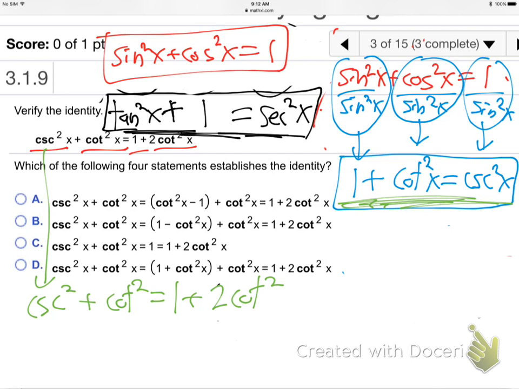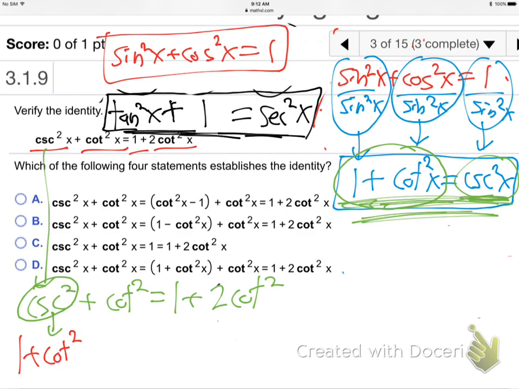Let me see. Could I replace this cosecant squared with something like right over here? What is cosecant squared equal to? 1 plus cotan squared, huh? So you could replace this right here with 1 plus cotan squared, couldn't you? Because this tells you so.